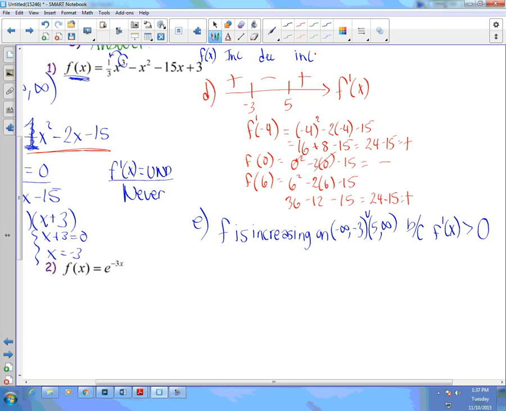Okay? Also, let's do our decreasing. f is decreasing on, you can tell me the interval, when f is decreasing. Parentheses, not brackets. From negative 3 to 5. Because, why? f prime of x is, we know it's decreasing because f prime of x is less than 0. This would be a quality answer.